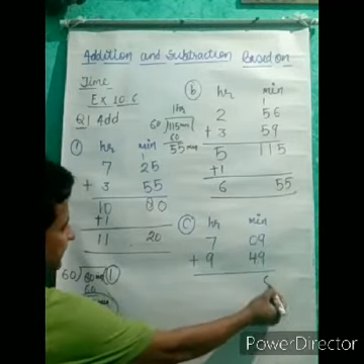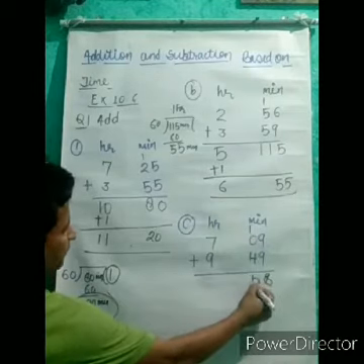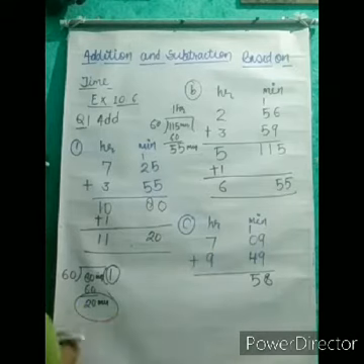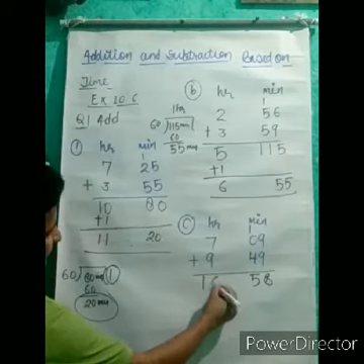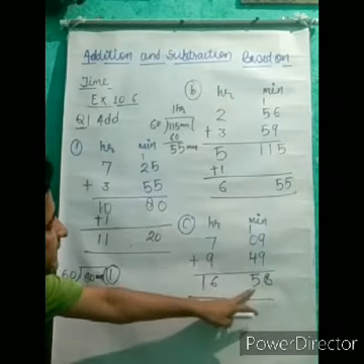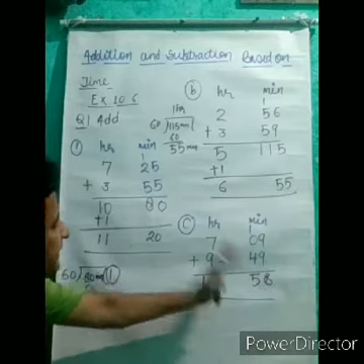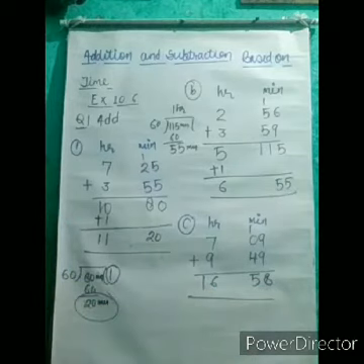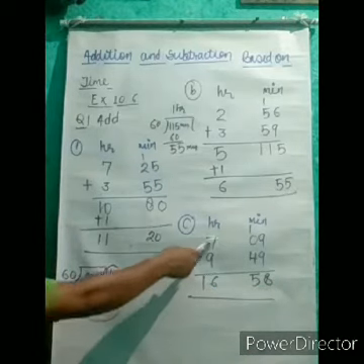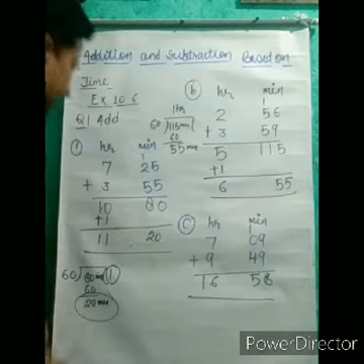9 plus 9 is 18, 1 carry, 1 plus 4 is 5, so 58 minutes. Once you see these minutes are less than 60, we will not do anything, we write it as it is. Then in the hour column, 7 plus 9 is 16. So the answer is 16 hours and 58 minutes.